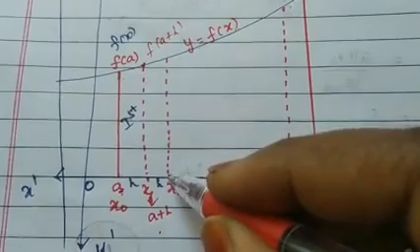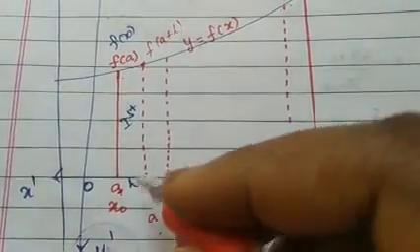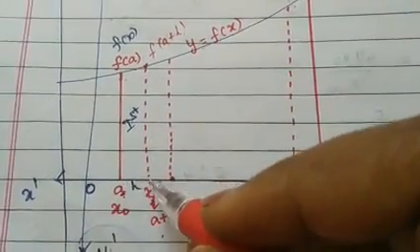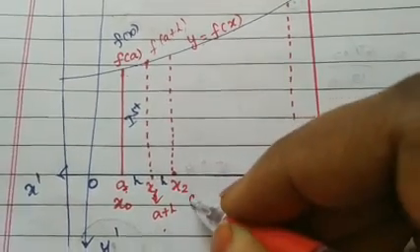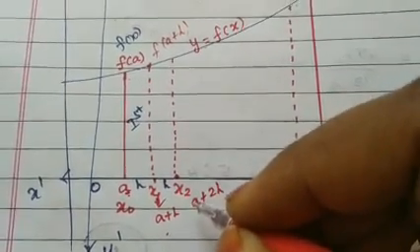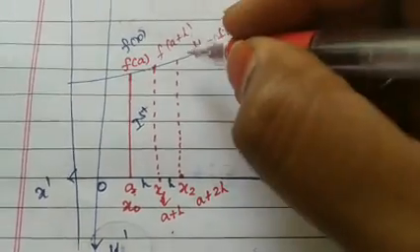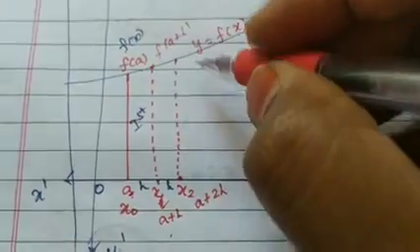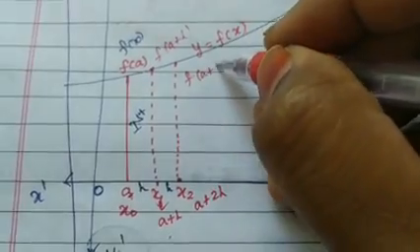Now here again a small increment h. Now this is a plus h, so x2 will be a plus 2h. If x value is a plus 2h, what will be y value? This is y value, therefore f of a plus 2h.